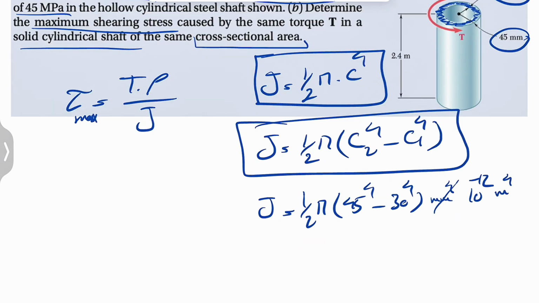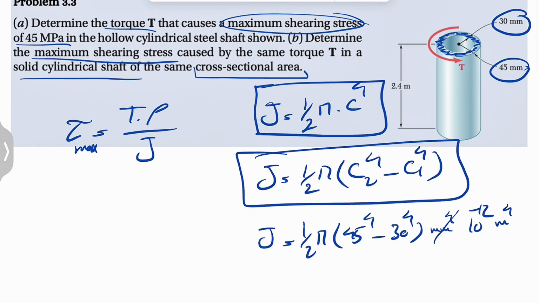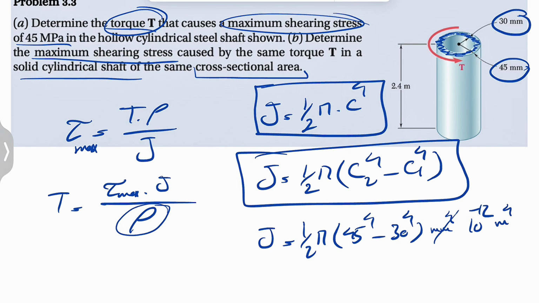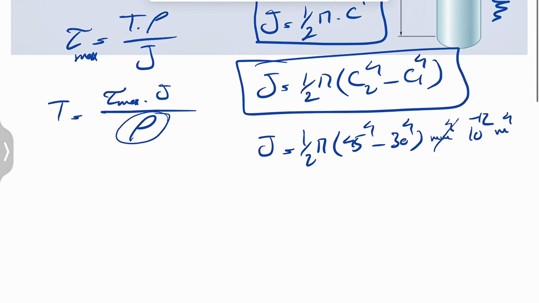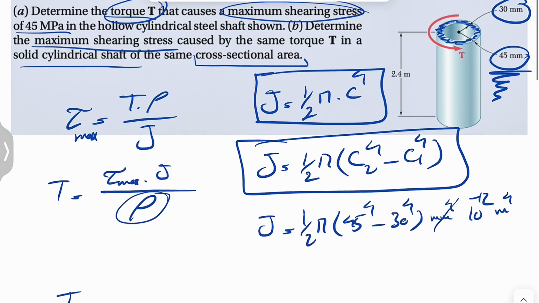All right, so what we're interested in for the A part of the question is basically the torque T. So T is equal to the maximum shearing stress times the moment of inertia over rho, and that's the outer radius that we have, 45 millimeter for the cylinder, so it's not the inner radius. So let's just plug it into our formula.